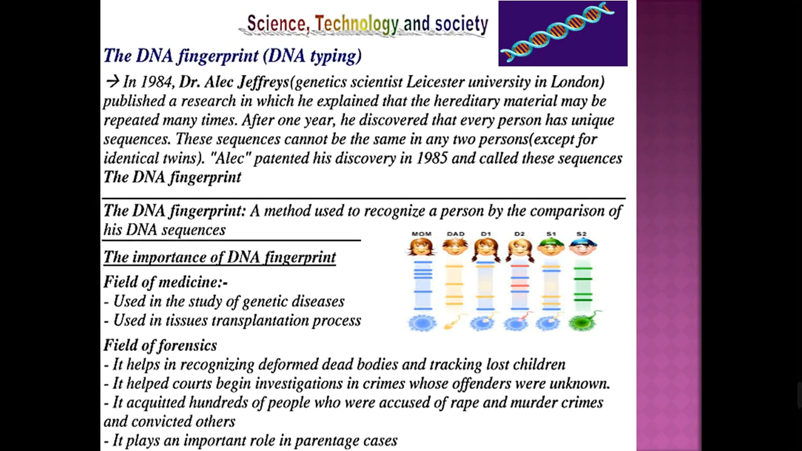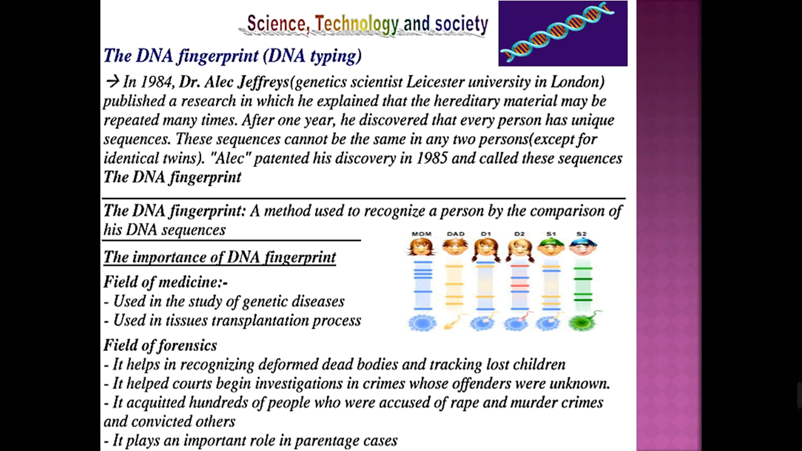DNA fingerprint. What's DNA fingerprint? DNA fingerprint is the arrangement of nucleotides or certain repetition of DNA segments inside the body. So it's unique for everyone, with the exception of identical twins. Identical twins may have the same DNA fingerprint. So to recognize a person by a comparison of his DNA sequence with another, we make a certain analysis called DNA fingerprint.